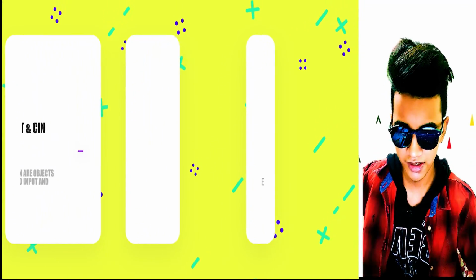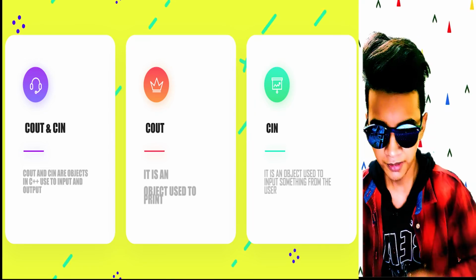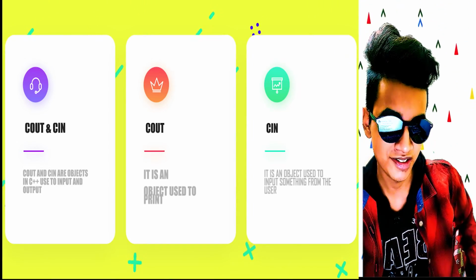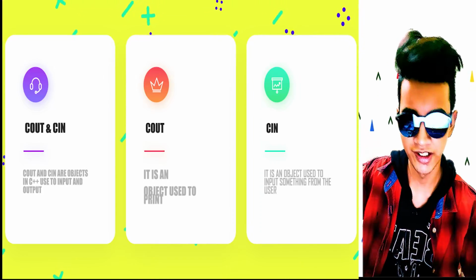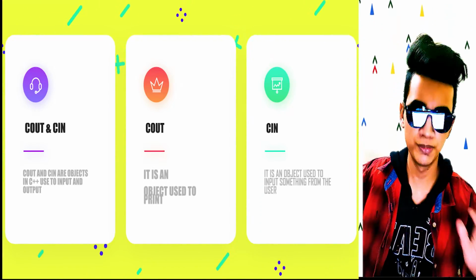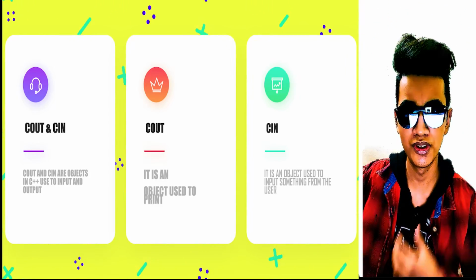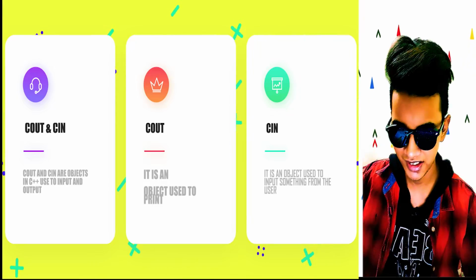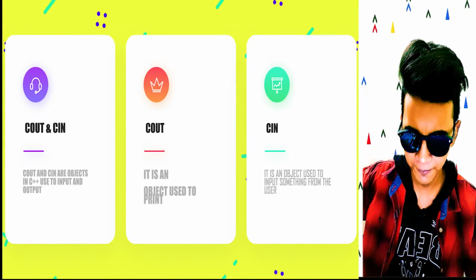Well, now here's the game start. Not really, but cin and cout are objects in C++ used to input and output. Input from the user and output to the user. Well, you probably know what input and output are in layman's terms, don't you? It's kind of similar to that only.